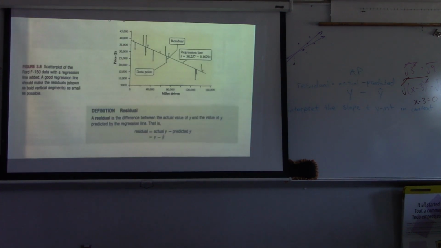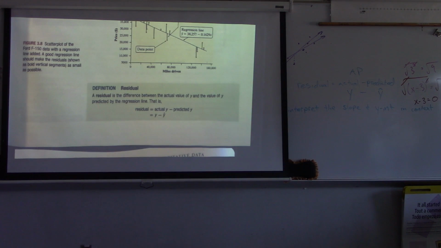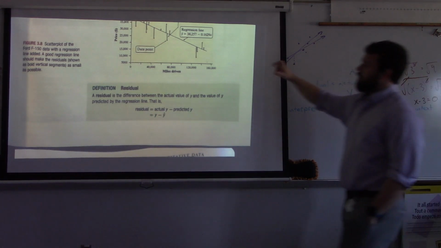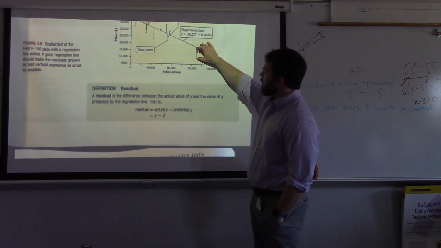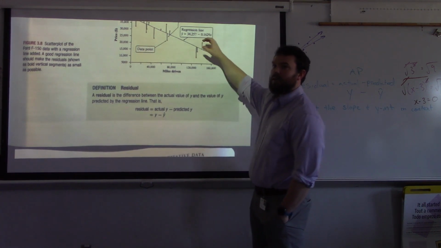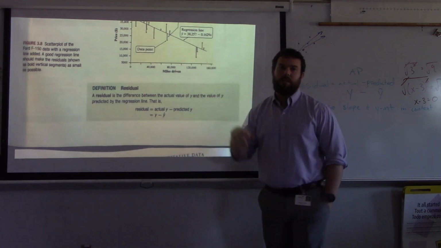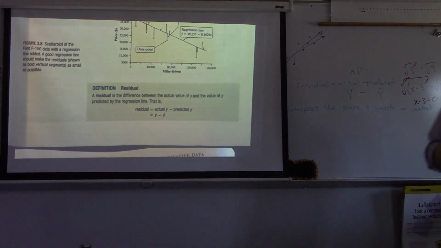Here we go. So, a residual is the difference between the actual value of y and the value of y predicted by the regression line. That is how we calculate it. But what is it really? It is the distance between the regression line and the data in the y value. Do notice that distance is always how? What direction? Vertical. Vertical, right? The direction is always vertical to the line. That's why it's y minus y hat.